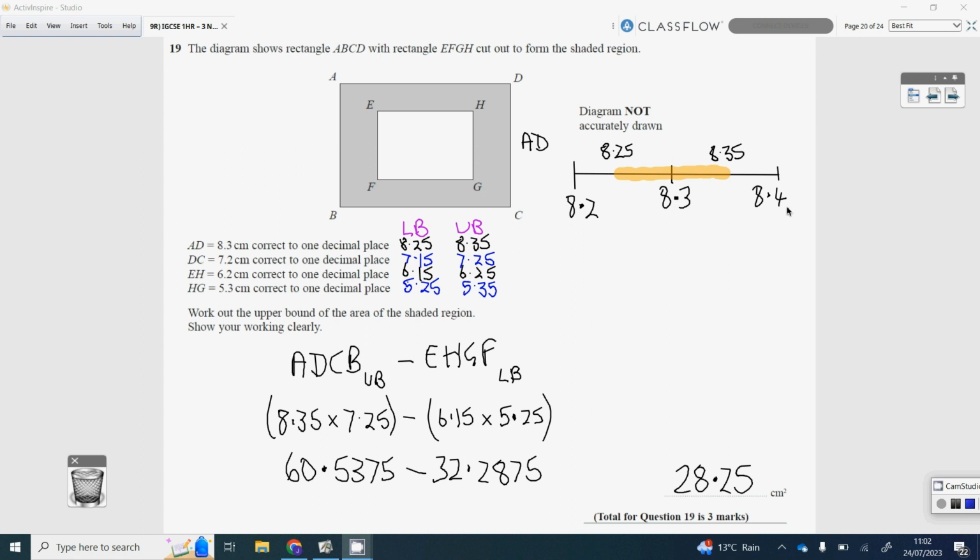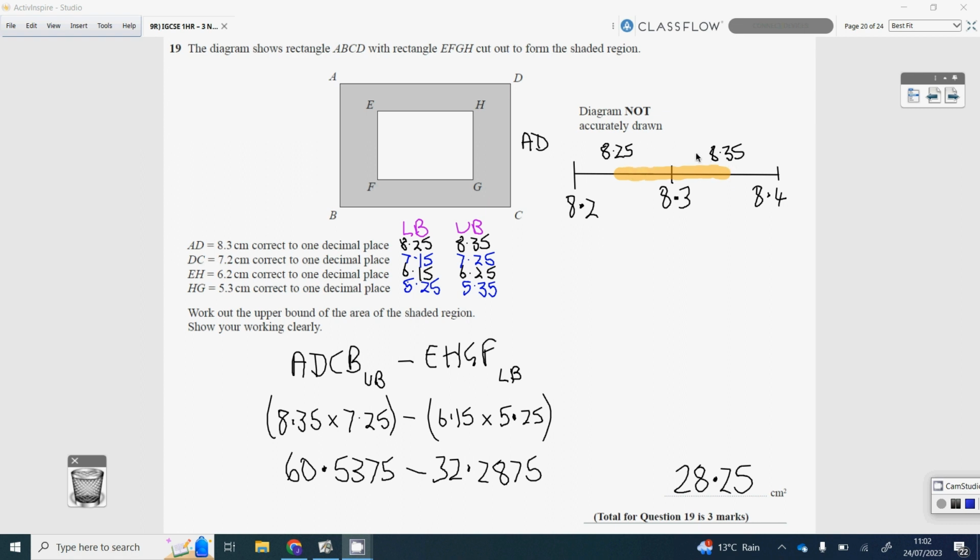Now, what range of values will round to 8.3? Well, it's going to be all the way up from halfway between 8.2 and 8.3, which is 8.25, all the way up to halfway between 8.3 and 8.4, which is 8.35. So this range of values here all round to 8.3. So our lower bound is 8.25. Our upper bound is 8.35.